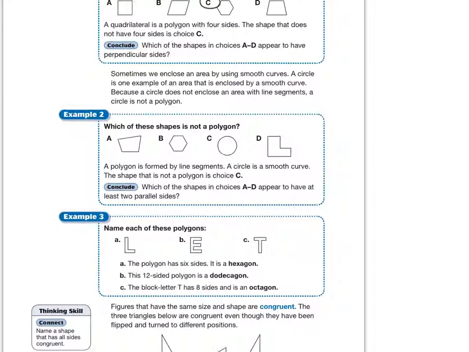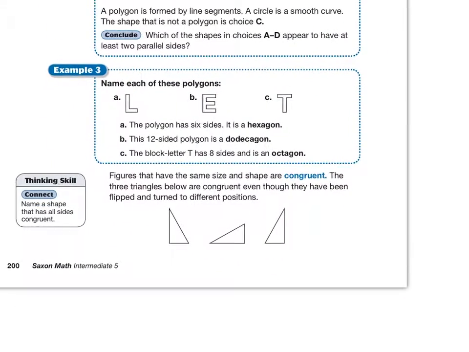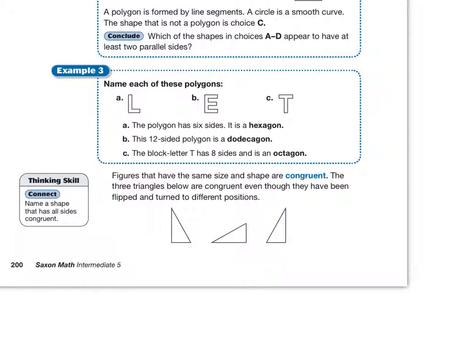Alrighty. And example number 2, which of these is a polygon? All of them. Which one of these shapes is not a polygon? Oh, remember you can't have any curved lines for a polygon, so that one has to be wrong, and they talk you through it there. Name each of these polygons. This is an L, this is an E, and this is a T.